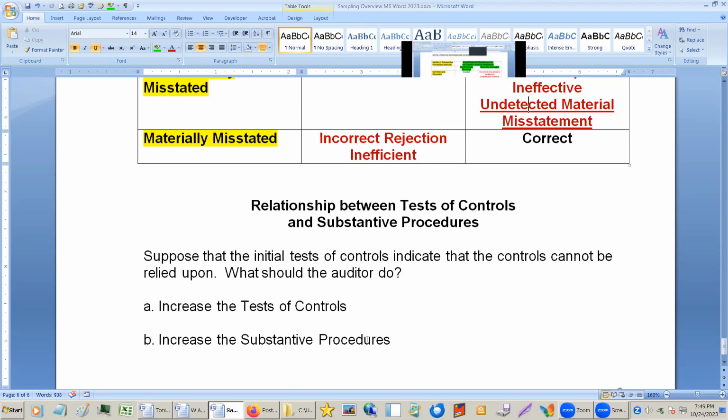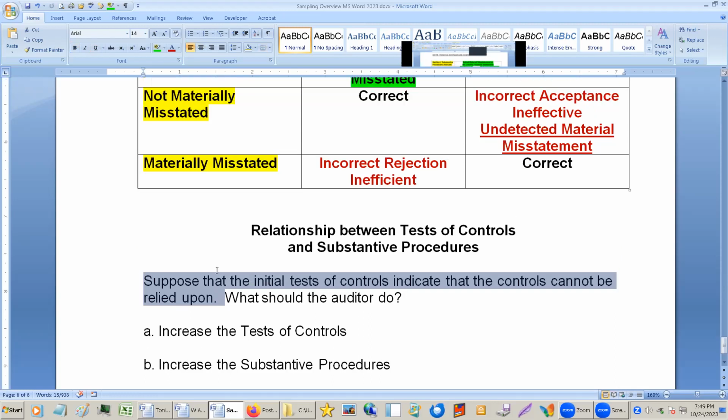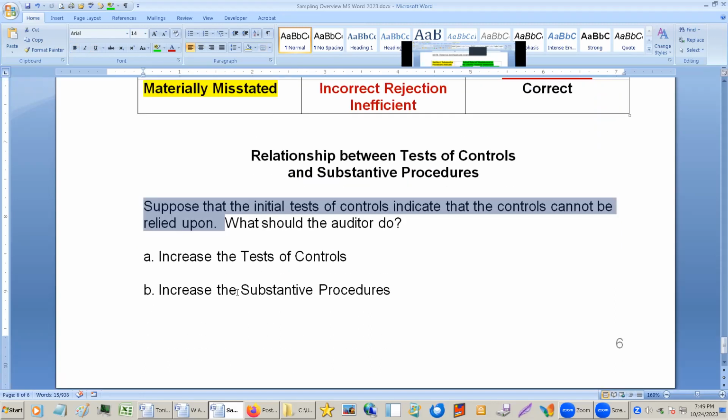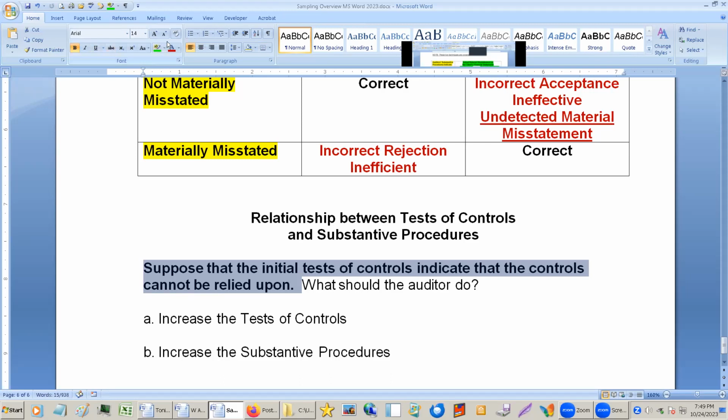Now, suppose more of this. Suppose initial test of controls indicate... So this is kind of separate from what we just talked about, but it's a key thing. Suppose the initial test of controls indicate the controls cannot be relied upon. So we can't rely on the internal controls.